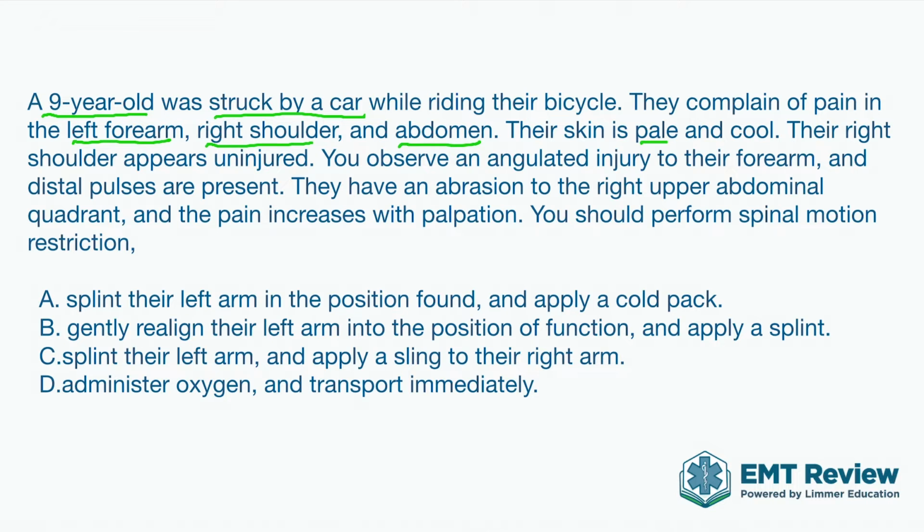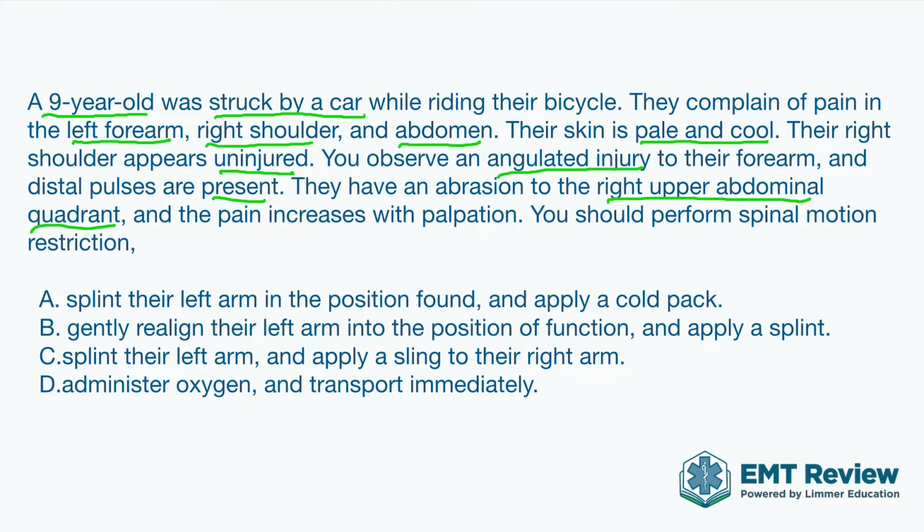Skin is pale and cool. Right shoulder appears uninjured. So the forearm is angulated. Right, that's not good. Distal pulses are present though. All right, good. They have an abrasion to the right upper abdominal quadrant, and the pain increases with palpation. You should perform spinal motion restriction, and we have choices: splinting, realigning, splinting, oxygen, and transport.